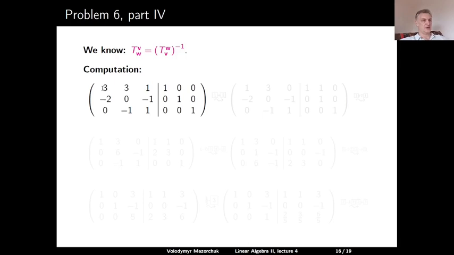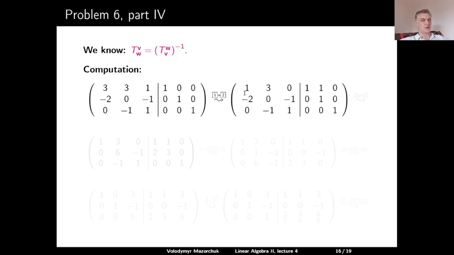So we have here in the first column, we have 3 and minus 2. If we add them up, we will get 1. So we add row 1 and row 2 and write in row 1. Rows 2 and 3 remain the same, and row 1 becomes 3 plus minus 2 is 1, 3 plus 0 is 3, 1 plus minus 1 is 0, 1 plus 0 is 1, 0 plus 1 is 1, 0 plus 0 is 0.